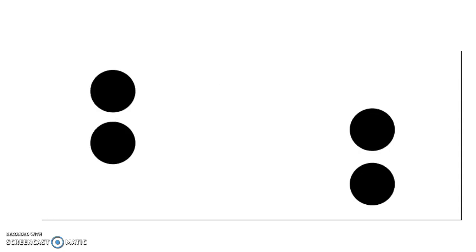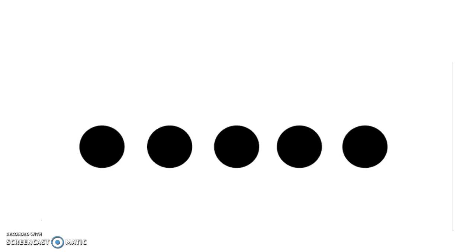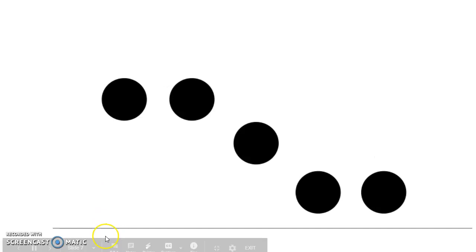3, 2, 4, 5, 3, 5. And what I want you to do is to go through and see if you can do it without needing to count the dots, but looking at the arrangement and knowing how many is in that arrangement.